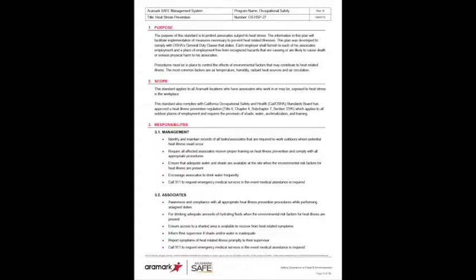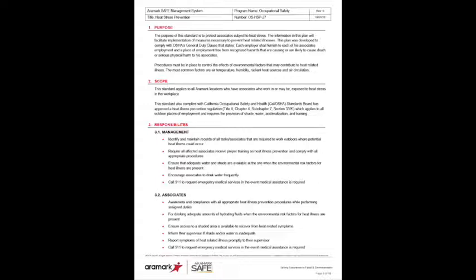The purpose of this standard is to protect associates subject to heat stress. The information in this plan will facilitate implementation of measures necessary to prevent heat-related illness. This plan was developed to comply with OSHA's General Duty Clause, which states each employer shall furnish to each of his associates employment and a place of employment free from recognized hazards that are causing or are likely to cause death or serious physical harm to his associates.